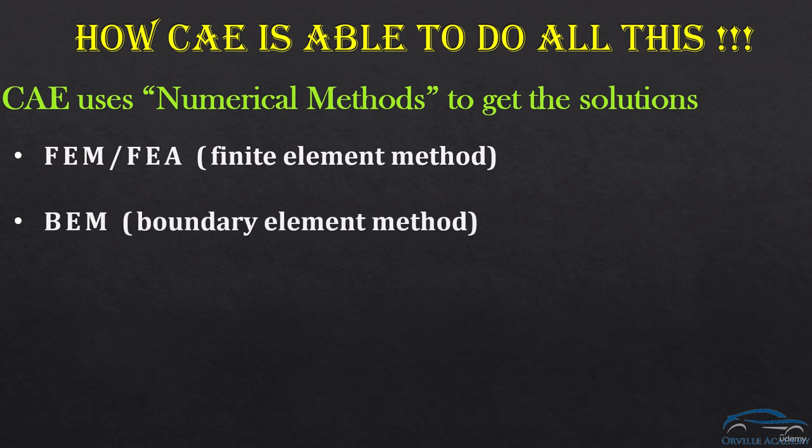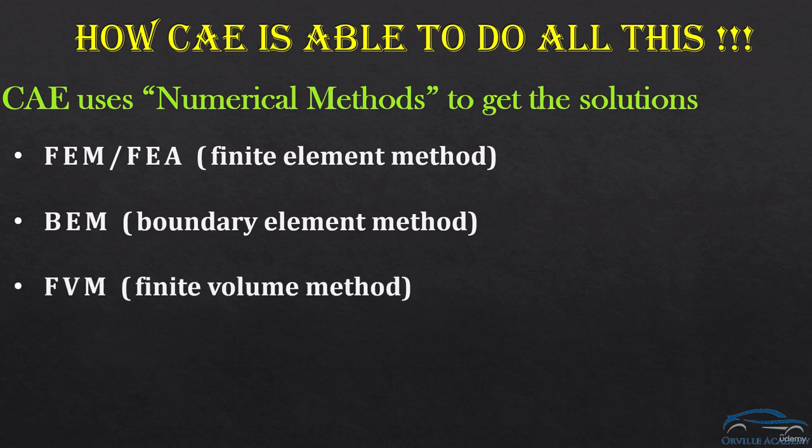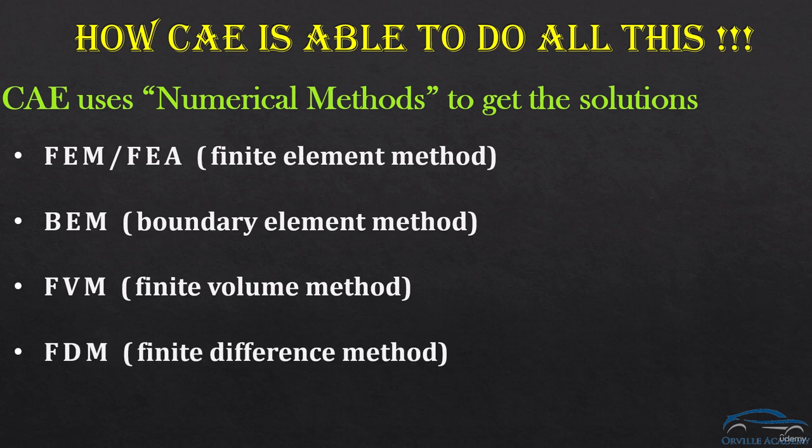The next numerical method that we have is known as BEM, that is boundary element method. The third one is FVM, which is known as finite volume method, and the fourth one is known as FDM, which stands for finite difference method. In the next session, we will briefly talk about these numerical methods.